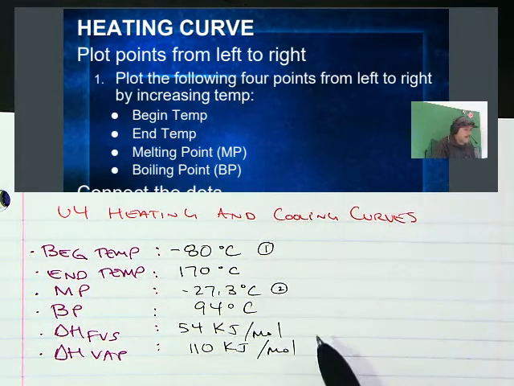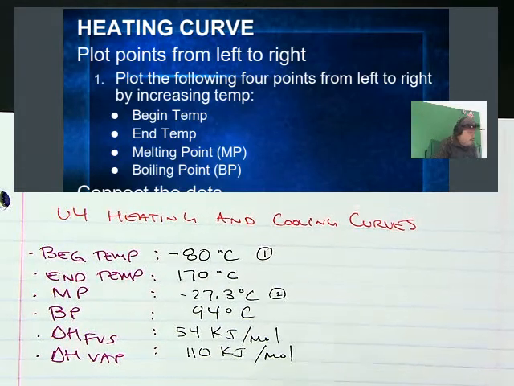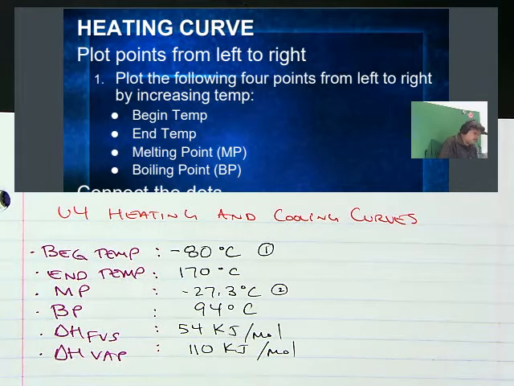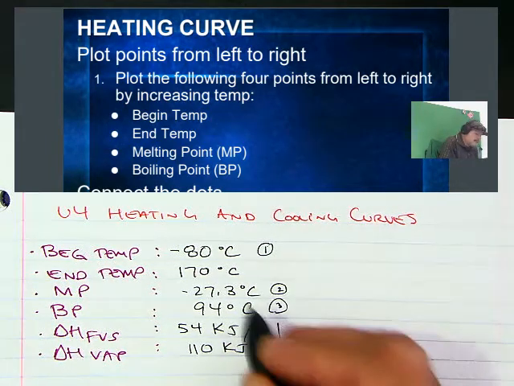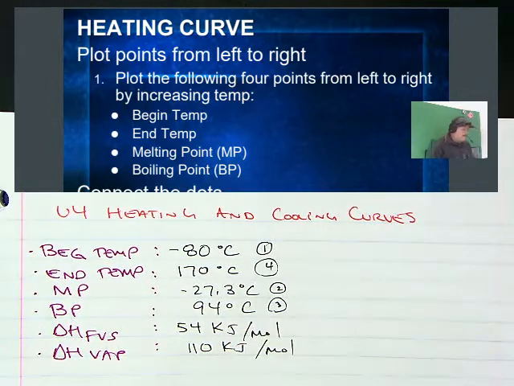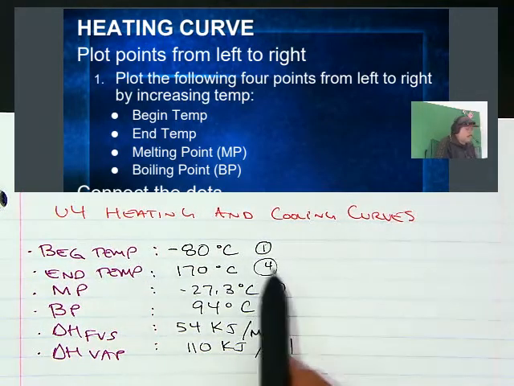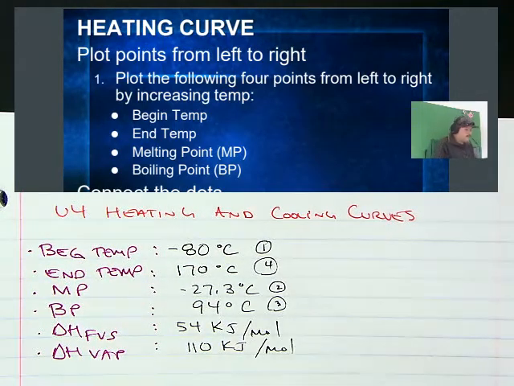Again, I'm just numbering the order I'm going to plot them in from lowest to highest. Remember, it's a heating curve, so we're going from lowest to highest temperature to show the increase in temperature. The boiling point's the next highest, and the end temperature is the last one. The beginning and end are always going to be 1 and 4. These are 2 and 3 in the middle there. So, as it says up there, those are the points we need to plot.